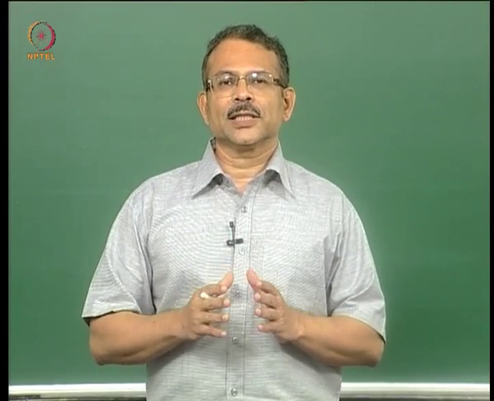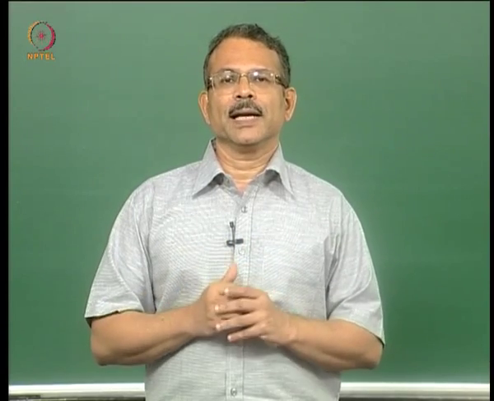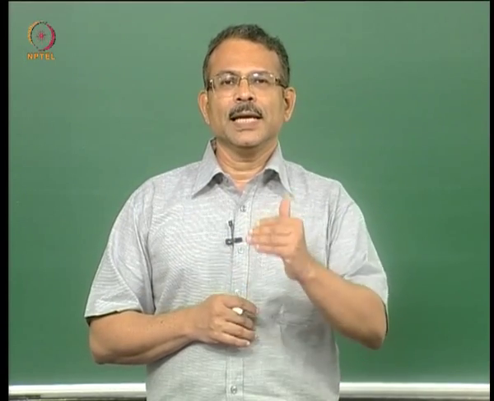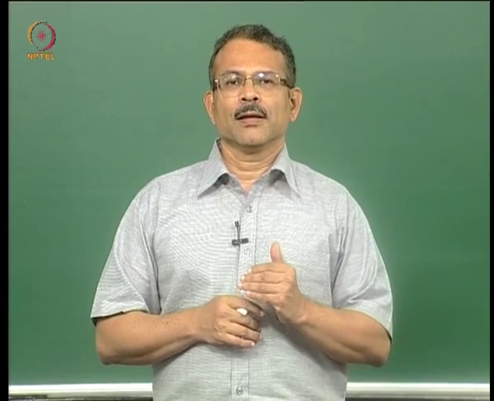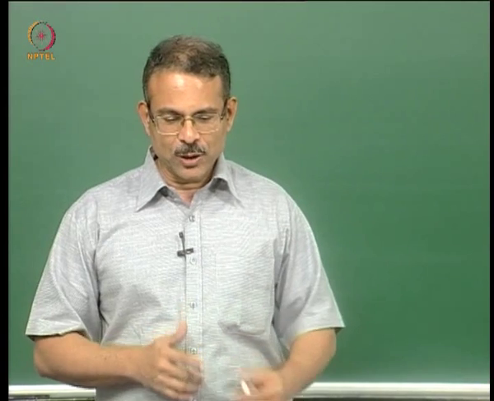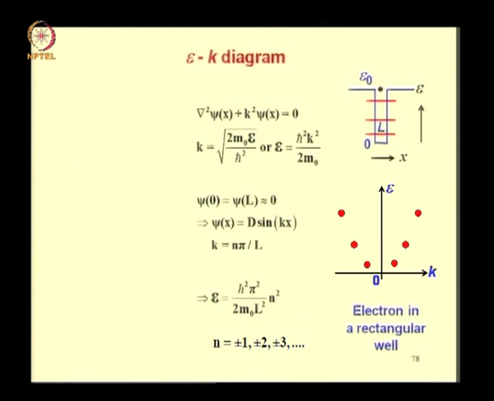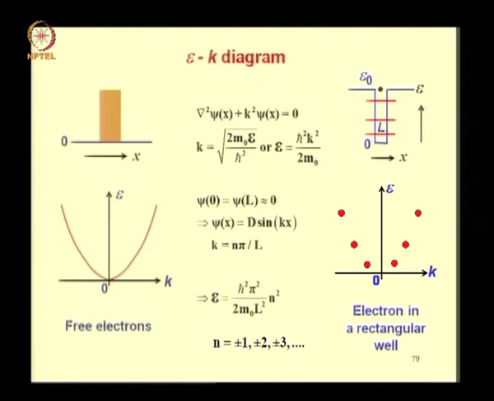Then we began a discussion of the quantitative model of the energy band diagram. First we took up the EK diagram. For the EK diagram we considered the rectangular potential well, and this EK diagram is what we are going to develop further in this lecture. Now here is the rectangular potential well.